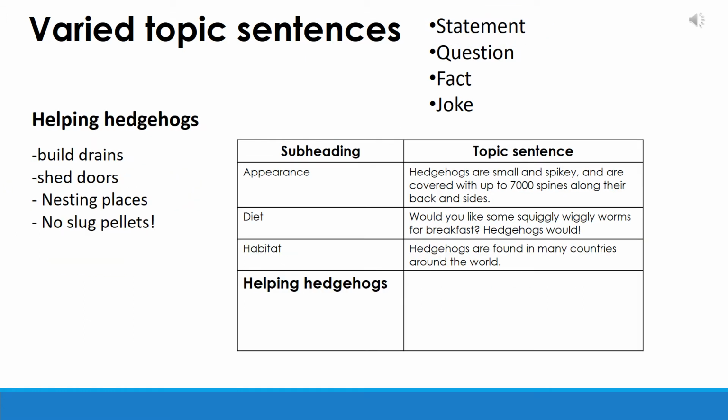Now for my last topic sentence, I'm not going to use any of my information. I'm actually going to pose a question to the reader. Now my question is, how can we help these cute balls of spikes? Now instead of just saying, how can we help hedgehogs? Why would I write that twice? It's already my subheading. So I'm just changing the vocabulary a little bit so that it's still focused on what the content is, helping hedgehogs, but in a different way.